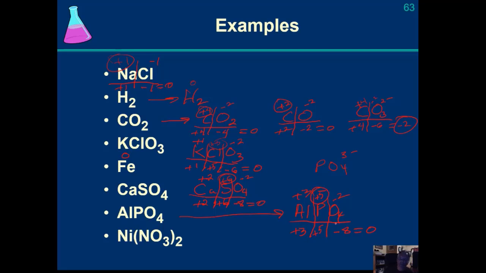Okay, and it's usually the middle element of ionic compounds like this that you're looking for the oxidation state for. Let's do one more. This is nickel 2 nitrate. And hopefully you know why I'm calling it nickel 2 nitrate: because nitrates have a -1 charge, and there's 2 of them. So I know that's going to be nickel 2.